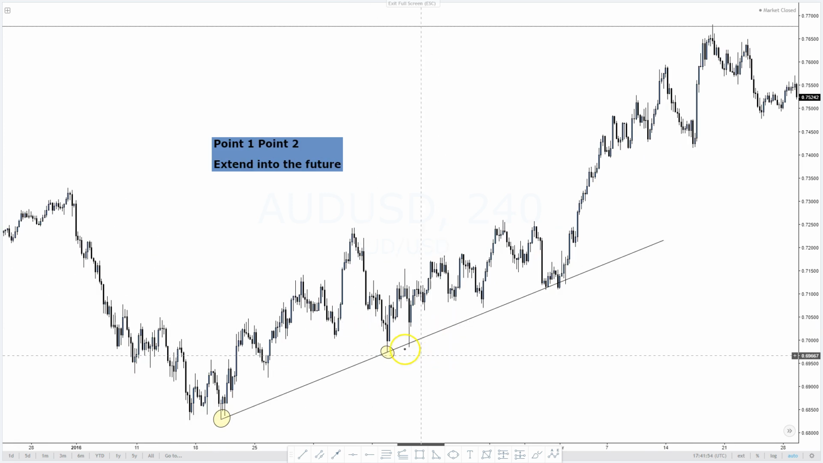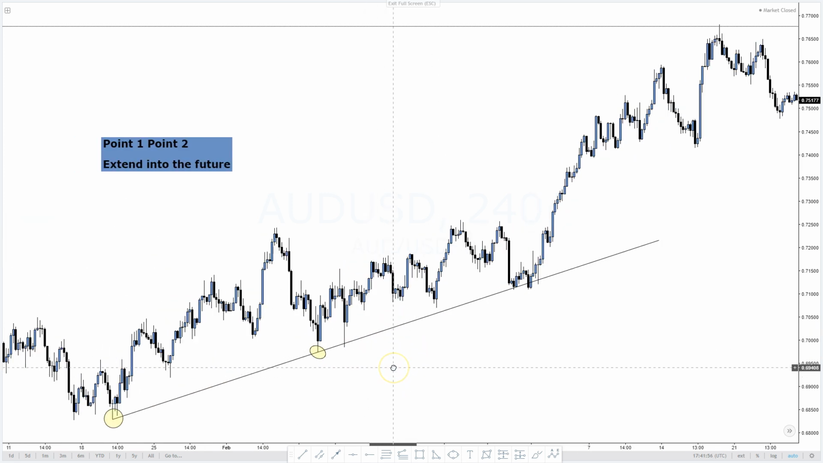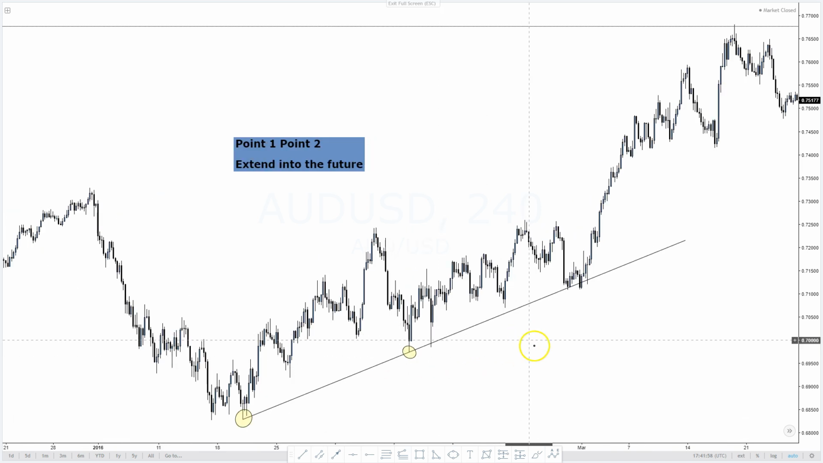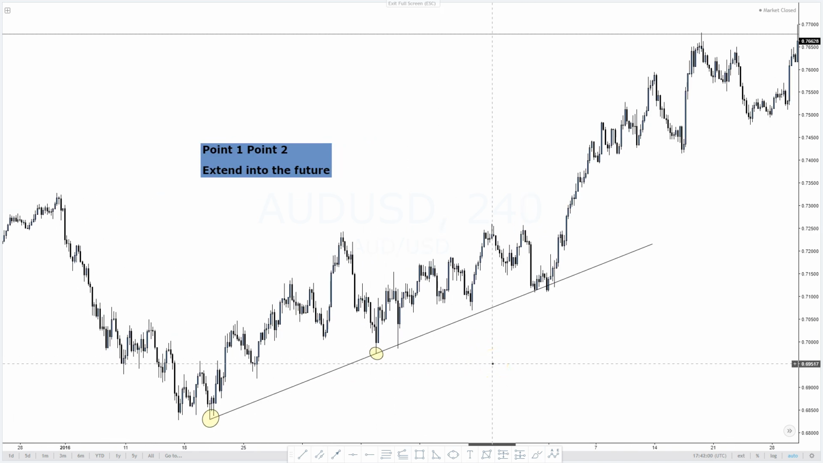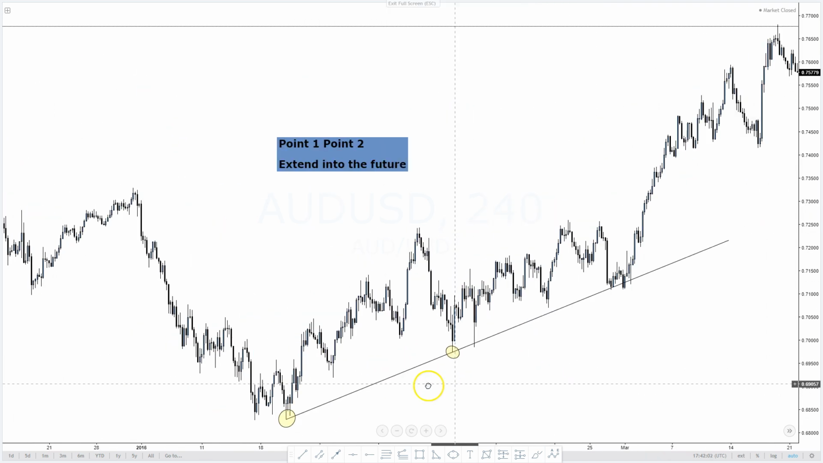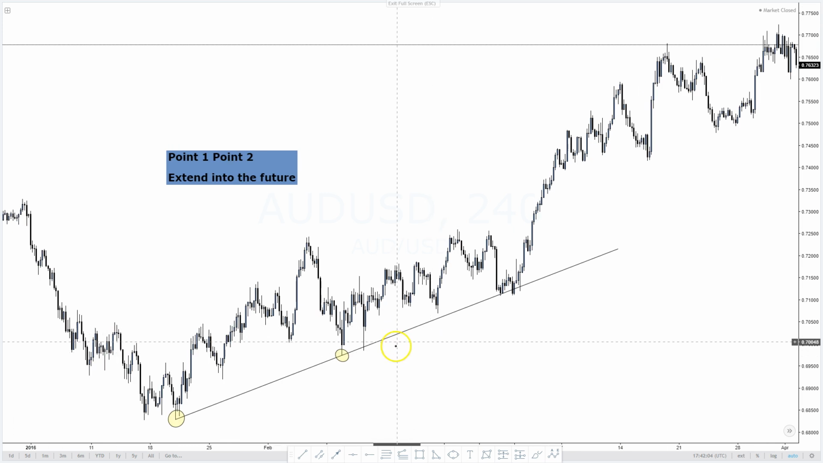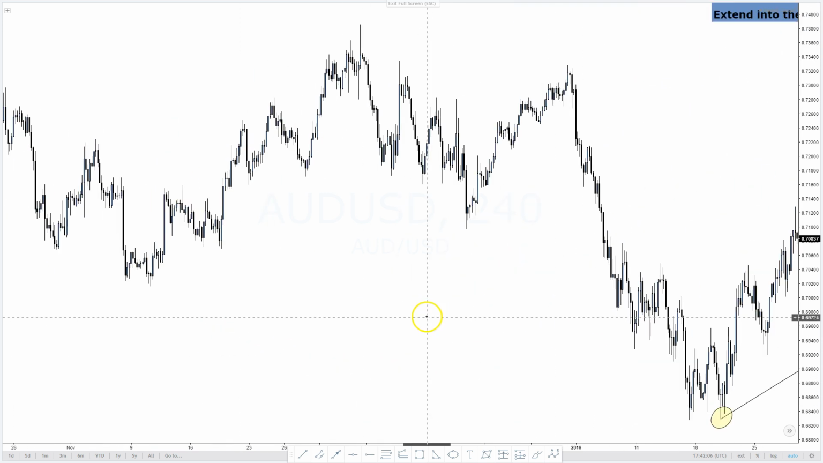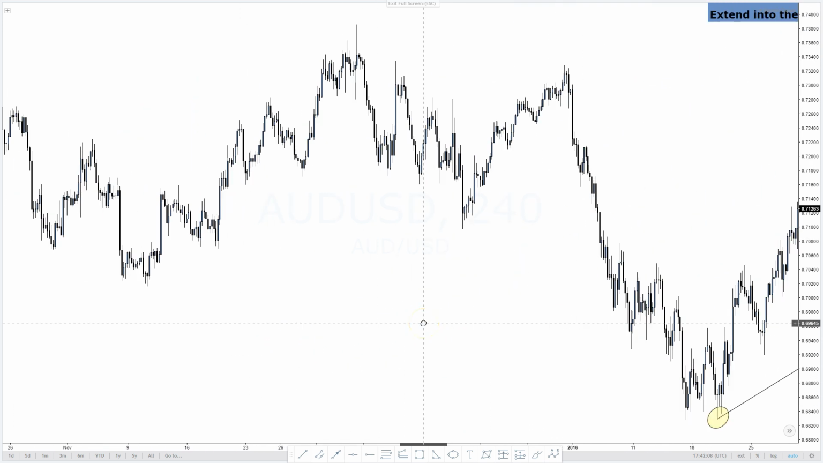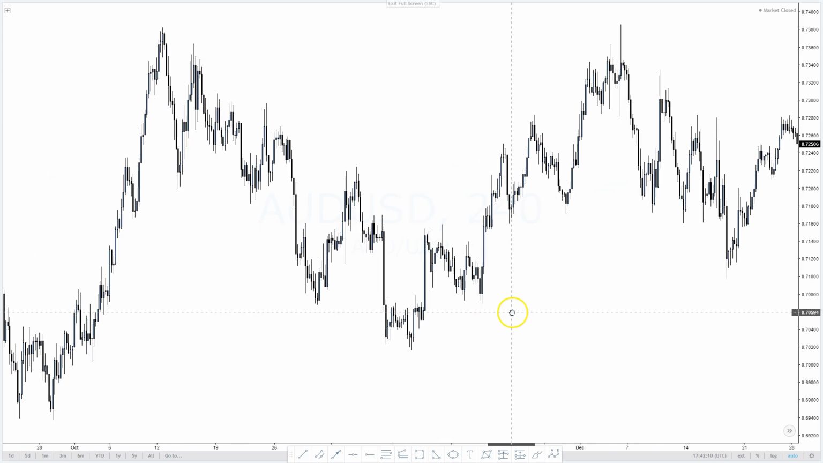I'll give you a couple more examples, because you're going to start seeing different setups in the market. Not every trend line is going to be super easy to spot. So let me go back a little bit. Let me try to find one. Say 1, 2, run it through.